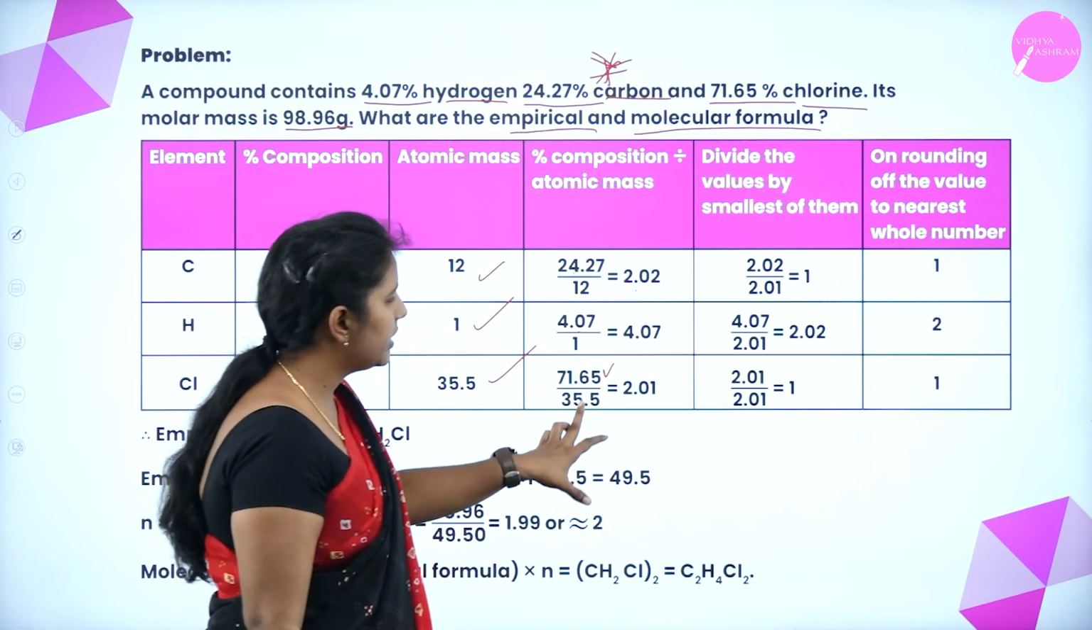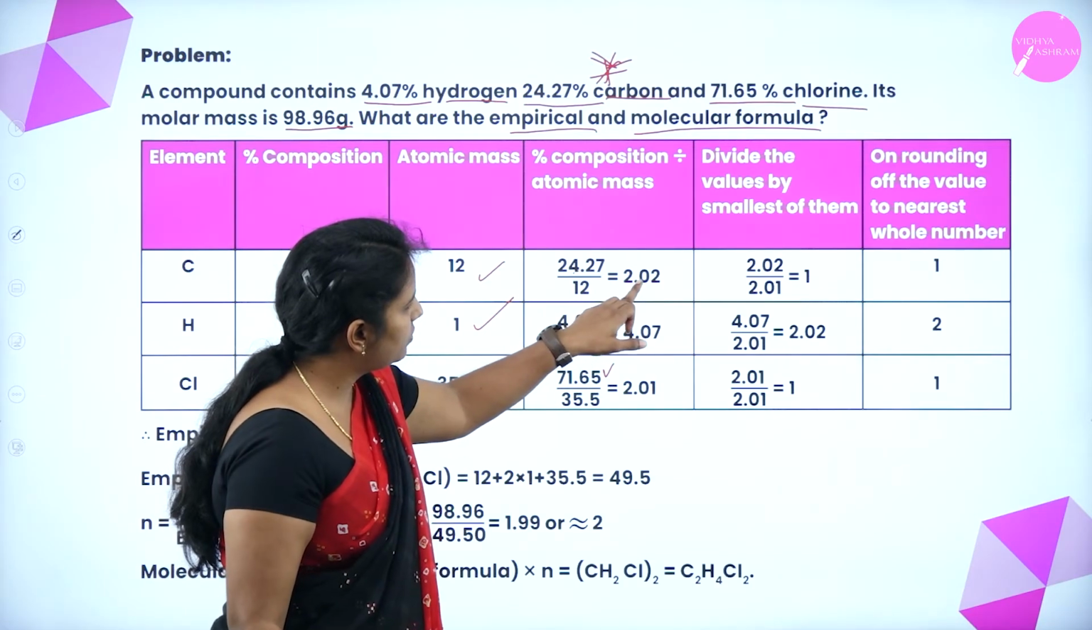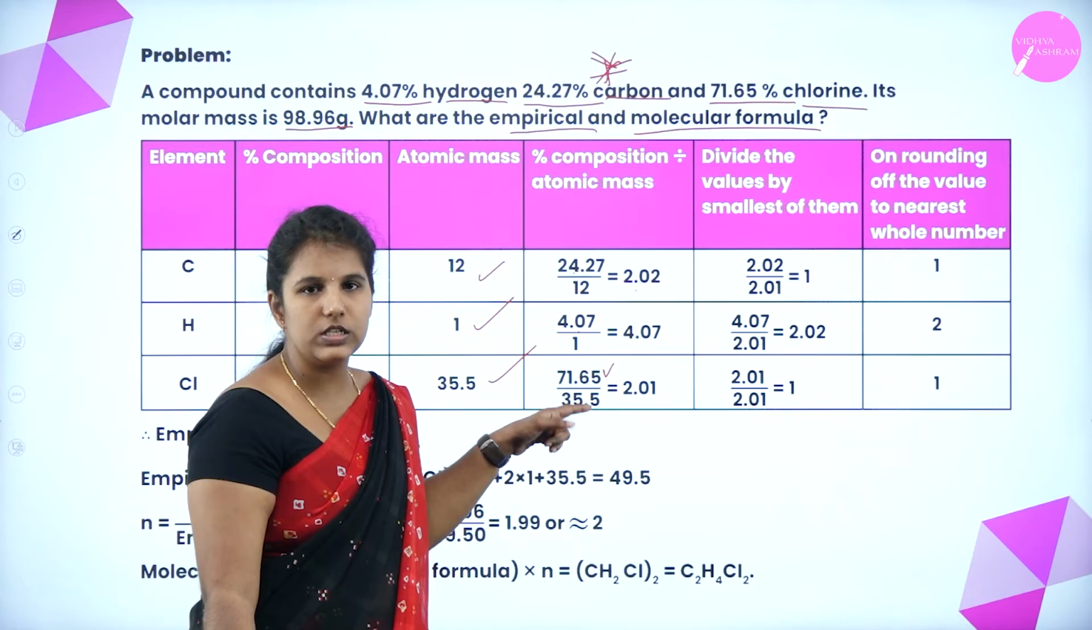After getting these values by dividing the percentage composition by the atomic mass, now we have to divide these values by the smallest value. So what is the smallest value here? You can see that 2.02 is higher when compared to 2.01, right?